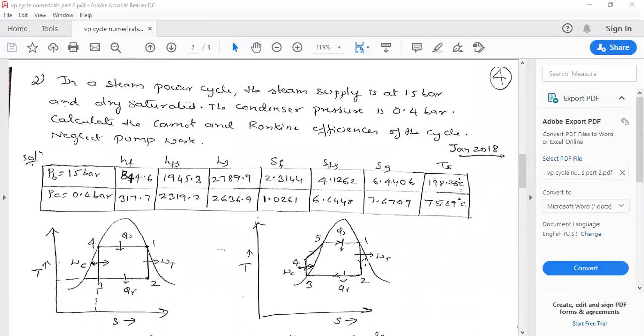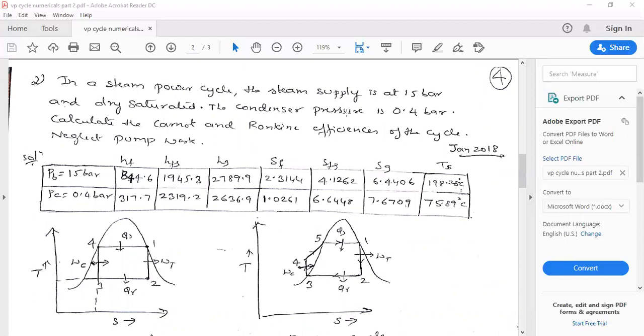Now let's go to the second problem. This is a recent problem. It was asked in January 2018. In a steam power cycle, the steam supply is at 15 bar. That means the boiler pressure is 15 bar and dry saturated. So he has already given that point number 1 lies on the dry saturated line.